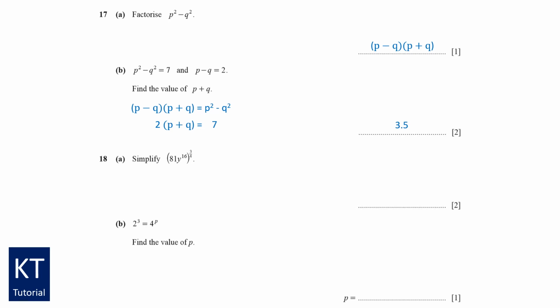Question 18a. Simplify the expression. The correct answer is 27y to the order of 12. Question 18b. If 2 to the order of 3 is equal to 4 to the order of p, find the value of p. By following through the working, p is 3 over 2.